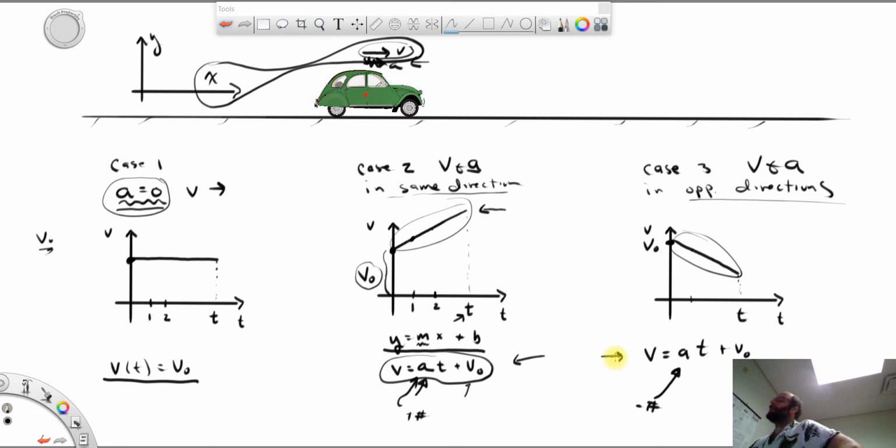And again, the plus and minus signs are all dictated by the velocity and acceleration as they relate to your coordinate system. So I'll make another video about that. This is probably good enough for now for this video.